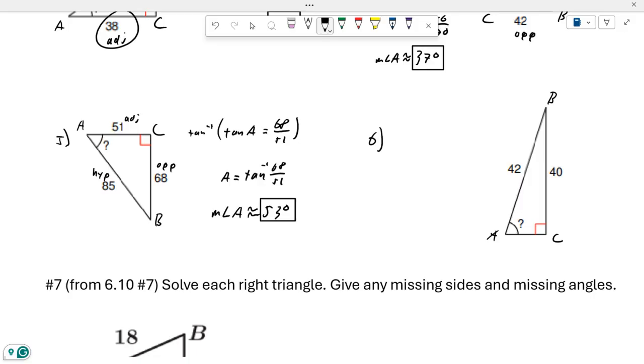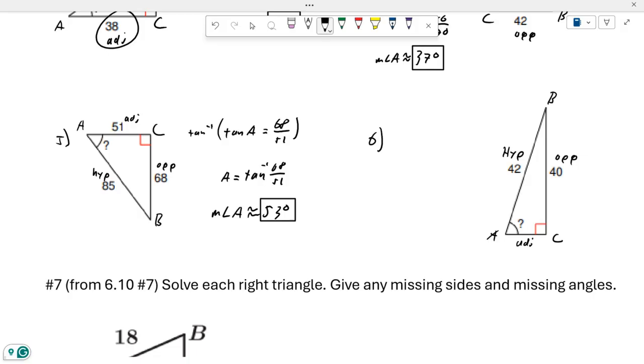Again, I'm going to label this triangle according to angle A. So 42 is the hypotenuse because it's across the right angle. 40 is the leg that's opposite my given angle, the angle that I care about, and adjacent, which is blank, is the leg that's next to my missing angle.